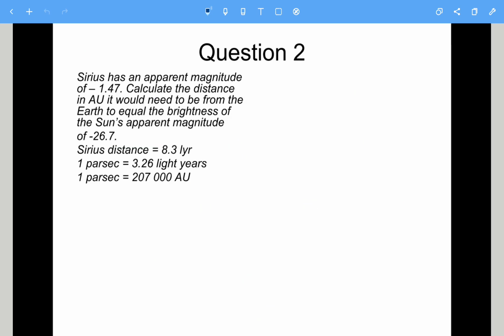Right, so if you want to have a go at this one, you can pause. Right, let's have a look at it.